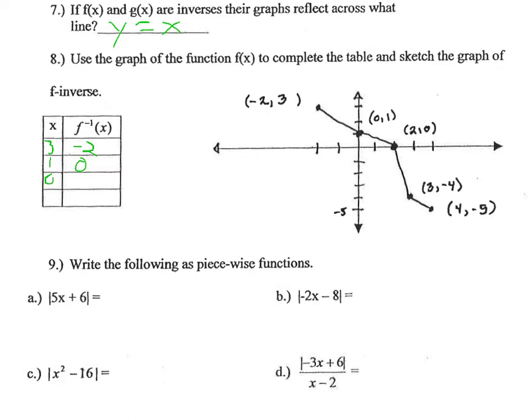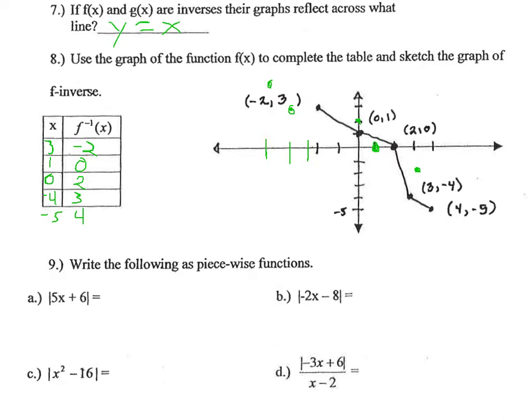We'll have a coordinate at (0, 2). We'll have a coordinate at (-4, 3). And there's not a space for it, but our final coordinate will be at (-5, 4). So if we graph that, we'll have a coordinate at (3, -2), (1, 0), (0, 2), (-4, 3), and at (-5, 4).